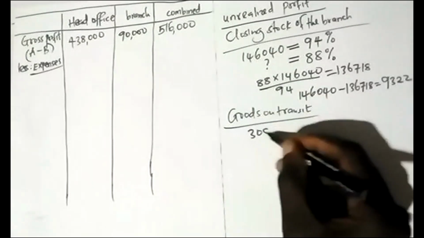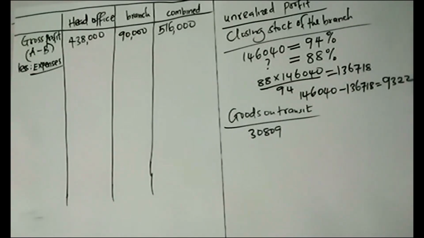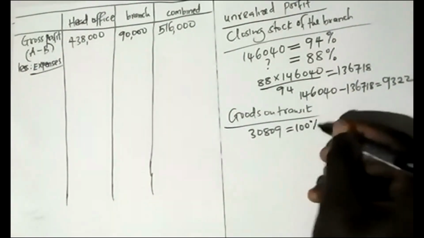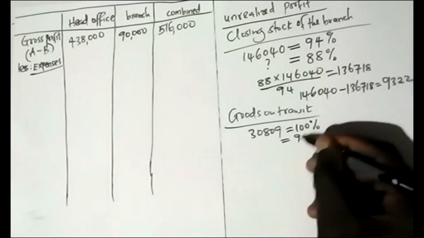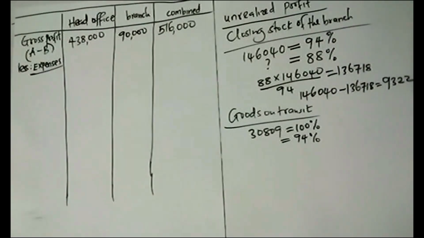Note 1, the goods of 3,809. You remember that these goods were received by that branch after the branch had closed its books. So even if the branch received them, it never resold them, but it received them at a profit. These goods were being sold to the public at 100%, which means we need to get 94%, the way they were transferred to the branch.